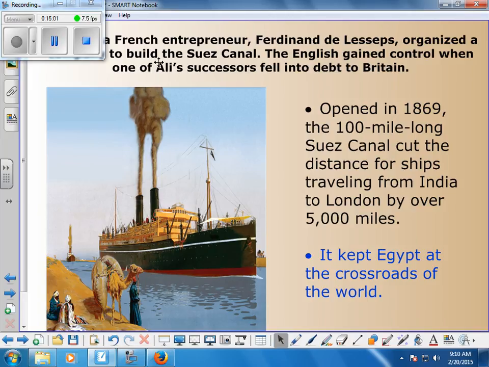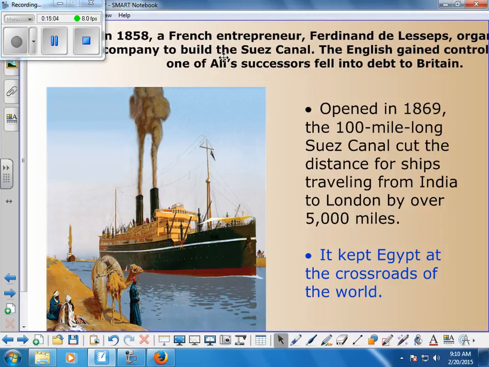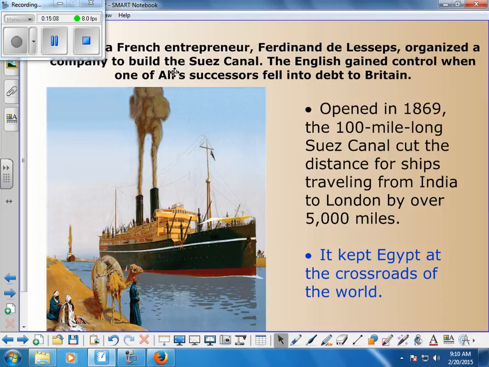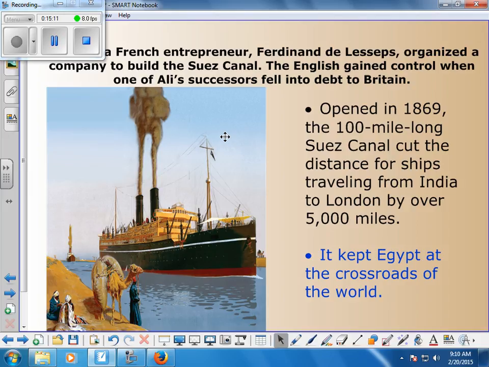One important set of circumstances was in 1858, a French entrepreneur by the name of Ferdinand de Lesseps organizes a company to build the Suez Canal. He is pretty successful, but it's an extremely expensive situation. And in order for Egypt to afford this, they go continually to England to borrow money. Unfortunately, it's so expensive, they eventually fall into such great debt that Britain takes control.